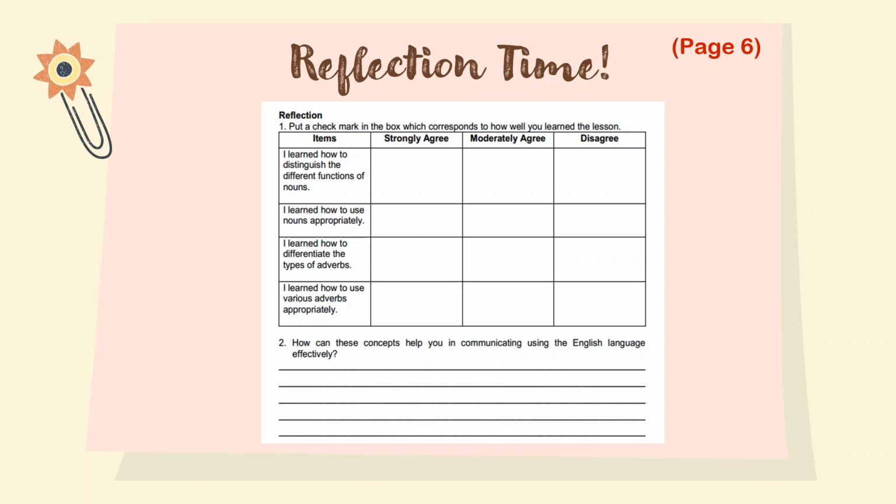If you think you are still having a little hard time distinguishing the different functions of nouns, put a check mark on moderately agree. Lastly, if you think you are really having a hard time distinguishing the different functions of nouns, put a check mark on disagree. You will do the same on the next items, and please answer each item honestly.